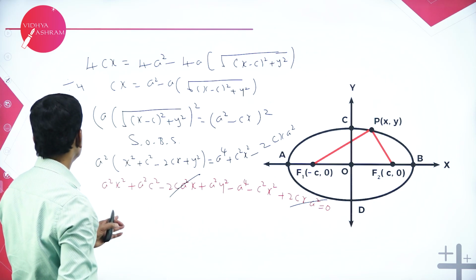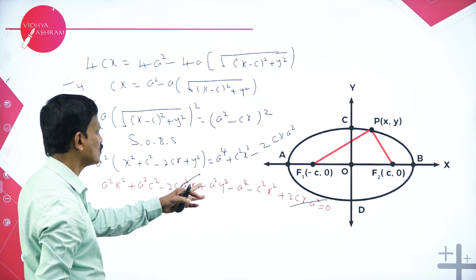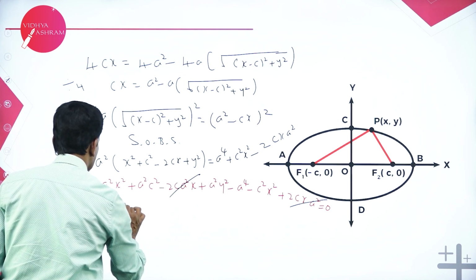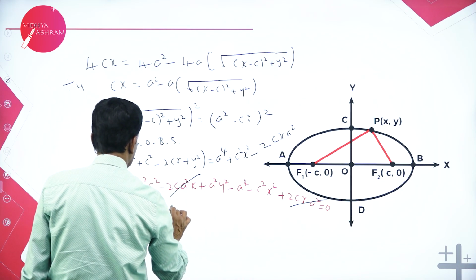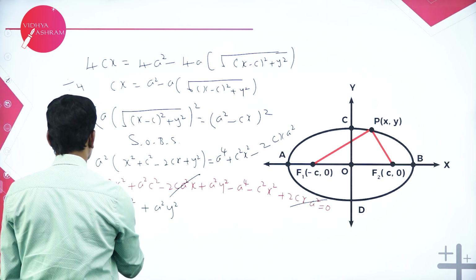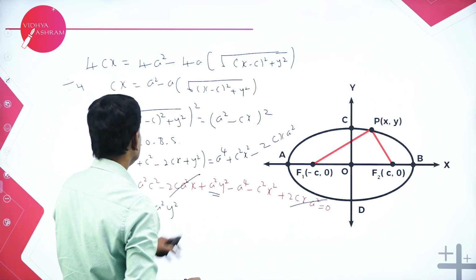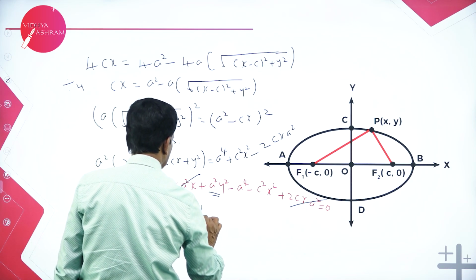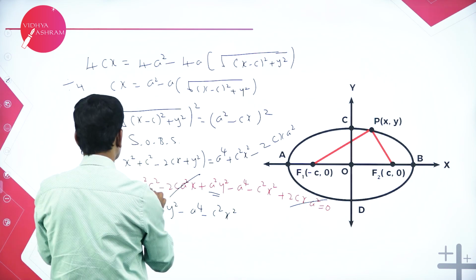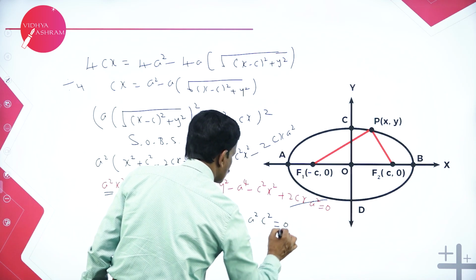And what is left over here? The quantities left over are a square x square, plus a square y square, then a to the power of 4 minus a to the power of 4 minus c square x square, and this term plus a square c square is equal to 0.